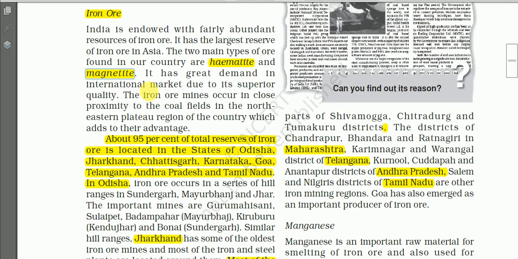But in addition to these two types of iron ore found in India, we have other types of iron ore. Let us recall those types once. Generally, we have four main types of iron ore: magnetite, hematite, limonite, and siderite. Let me show you some photographs.